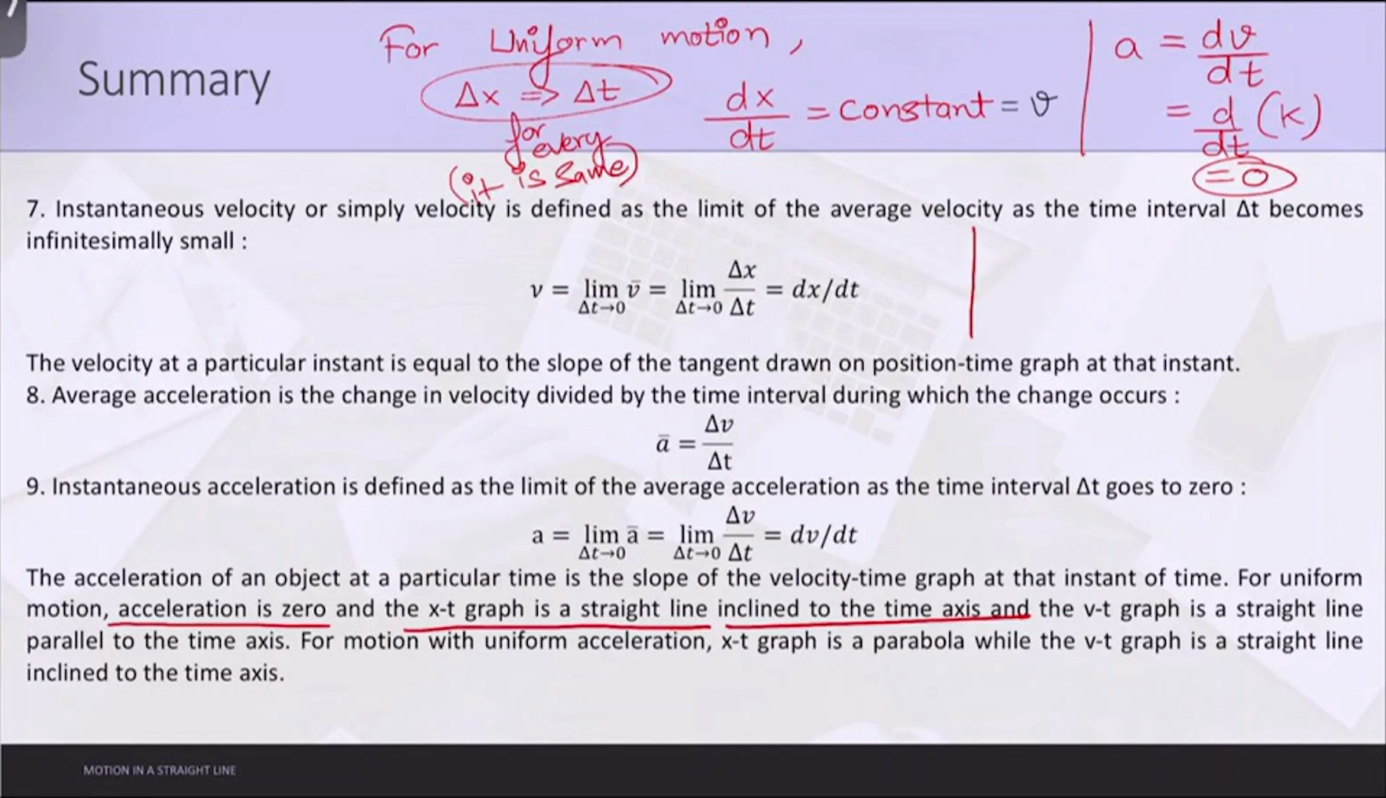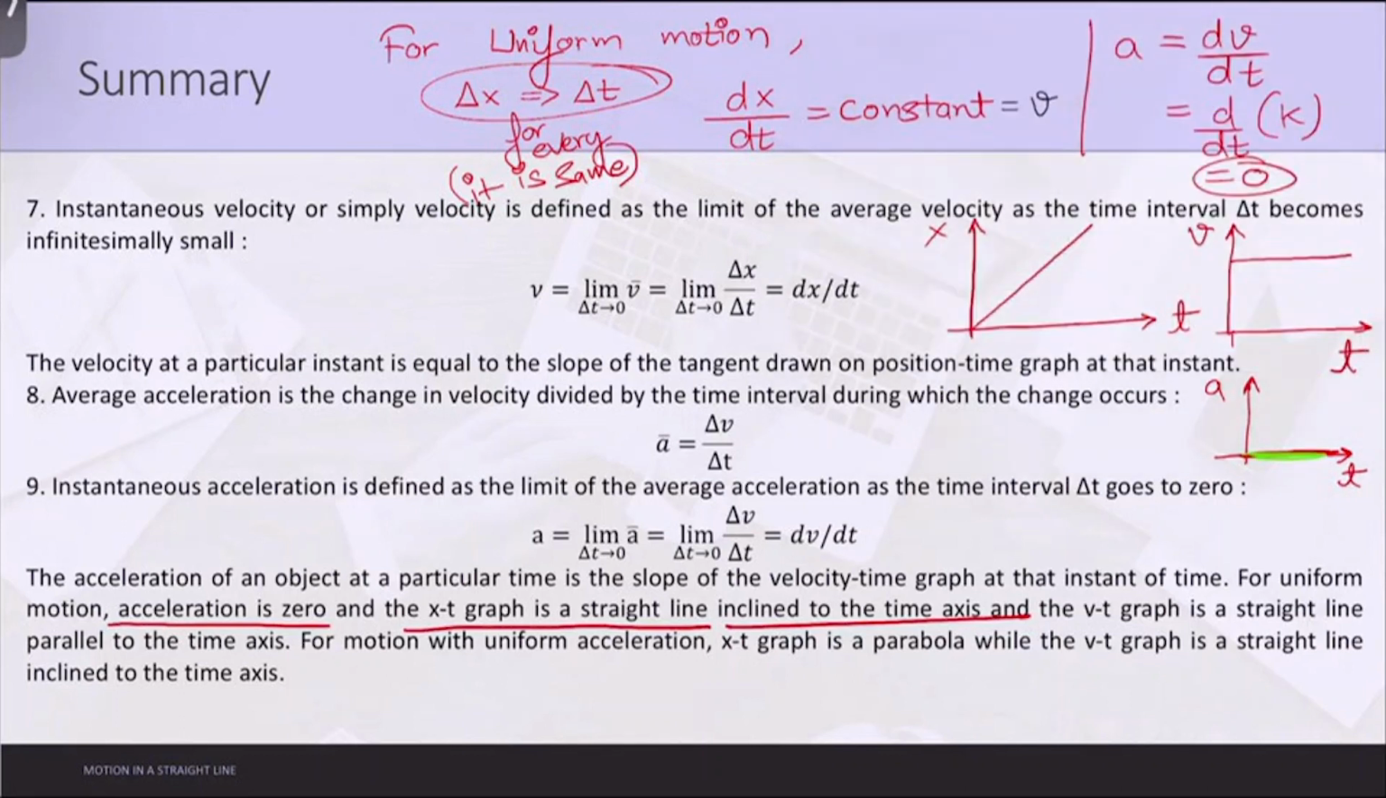That means this is how an xt graph is made. Okay, and the vt graph is a straight line parallel to the time axis. So that is how a vt graph is made. And how is an at graph? The at graph is again a line which is zero. So this is how these graphs are made.